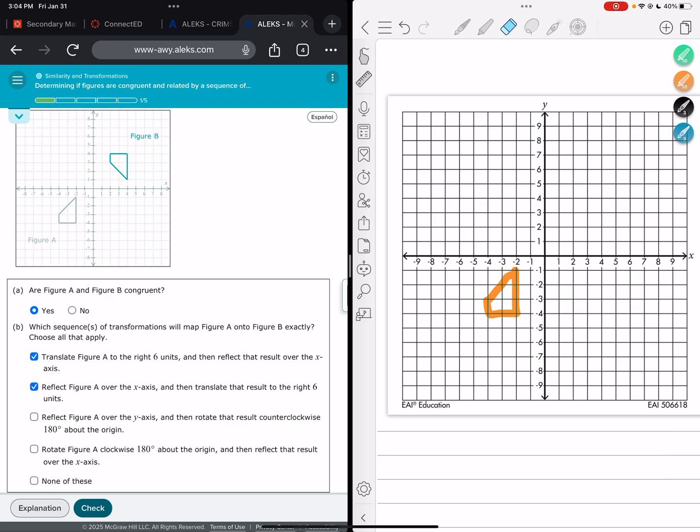And then the last one, we want to rotate figure A clockwise 180 degrees about the origin, and then we're going to reflect that over the x-axis. So that means if I'm going 180 degrees clockwise, I'm going to get this figure right here. Then going over the x-axis, it actually just goes back to right here, which is not anywhere where B is, so we know it's just those first two, which we can check.